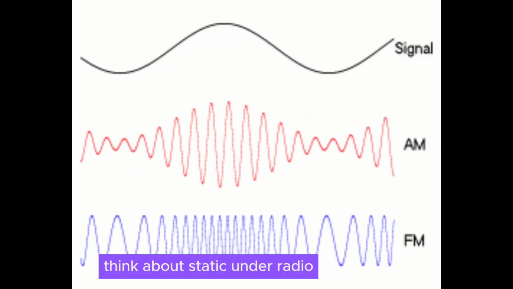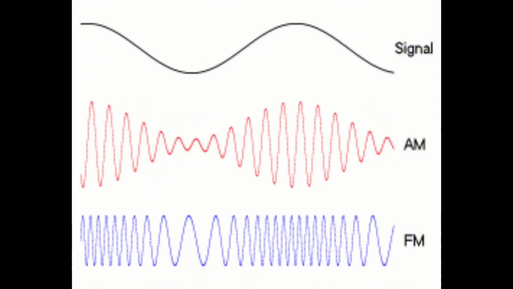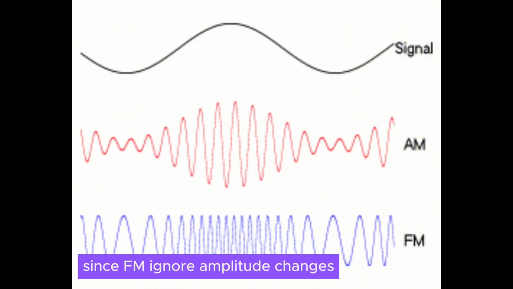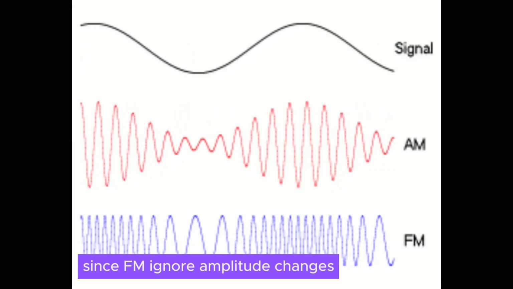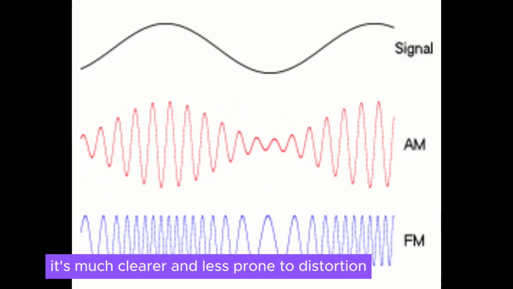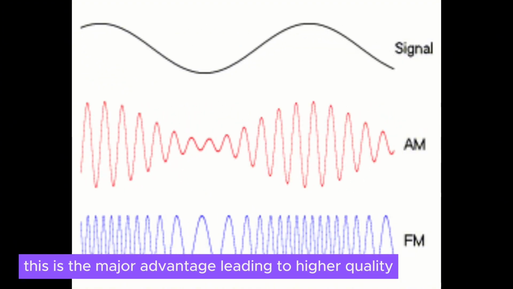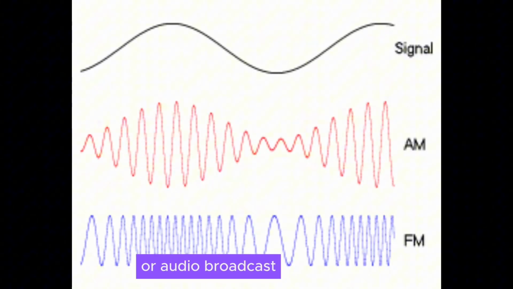Because the information is encoded in the frequency, not the amplitude, FM is far less susceptible to noise and interference. Think about static on the radio. That's noise affecting the amplitude of the signal. Since FM ignores amplitude changes, it's much clearer and less prone to distortion. This is the major advantage leading to higher quality audio broadcast.